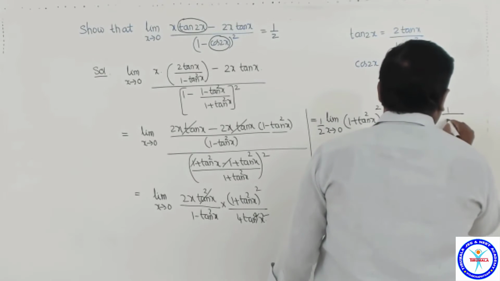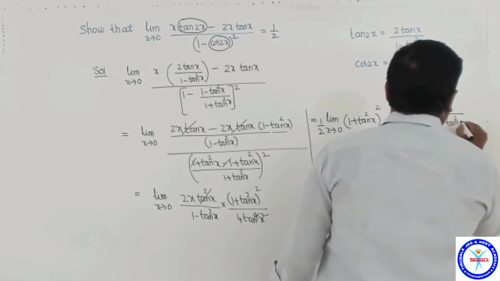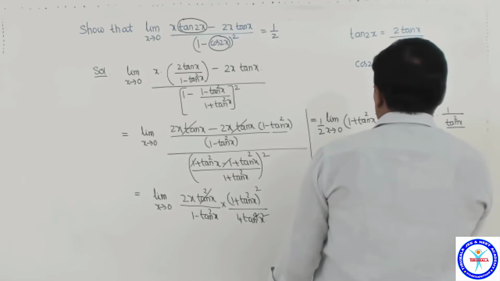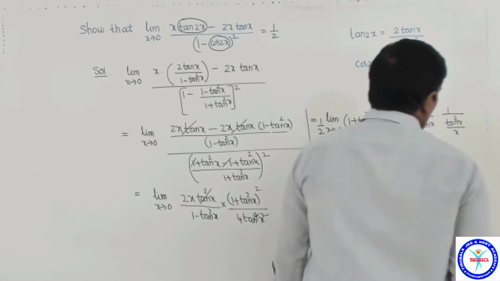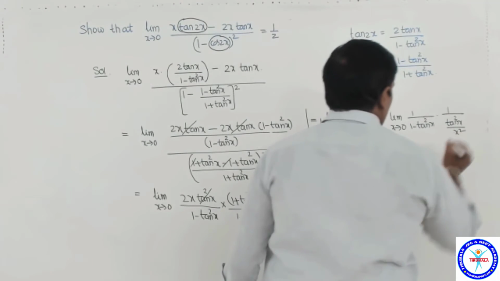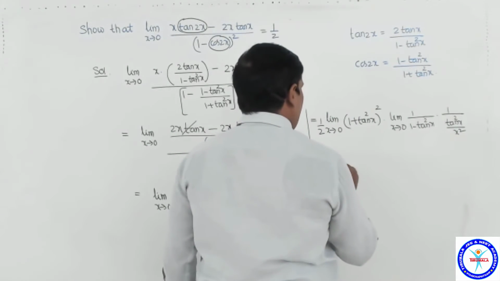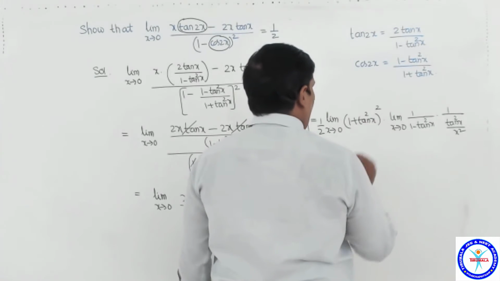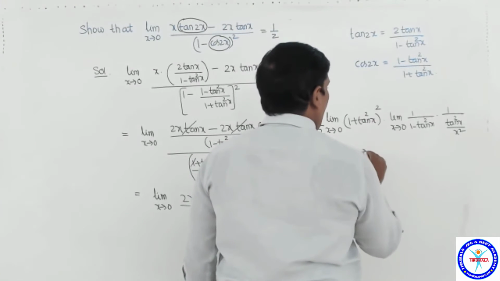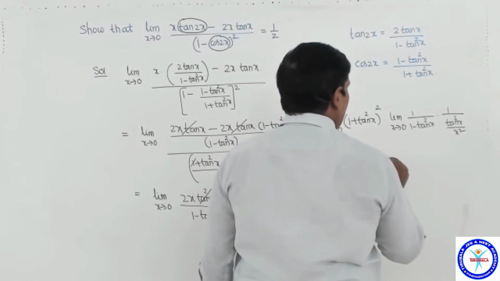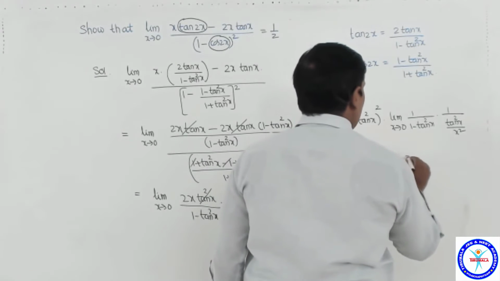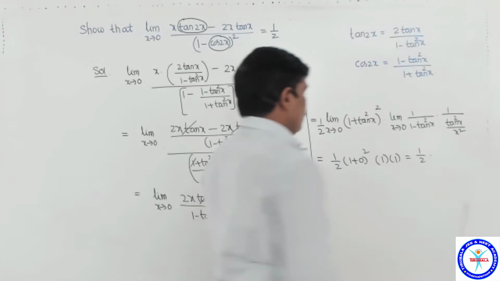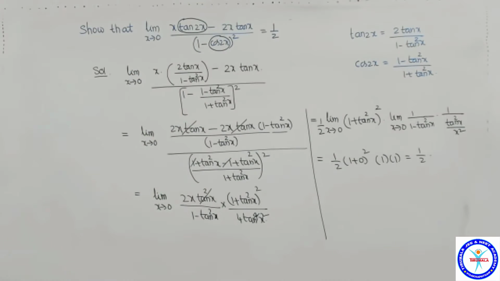So 1 by tan square x by x square. So this value is x square. So this is equal to 1 by 2, tan 0 by 1 plus 0 whole square, tan 0 by 0, into 1. This is equal to 1 by 2.